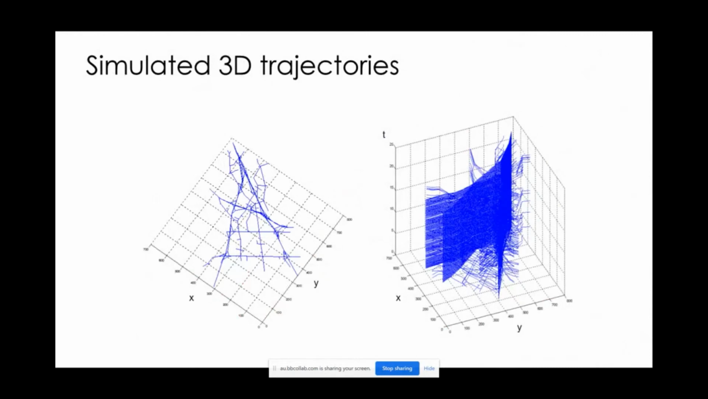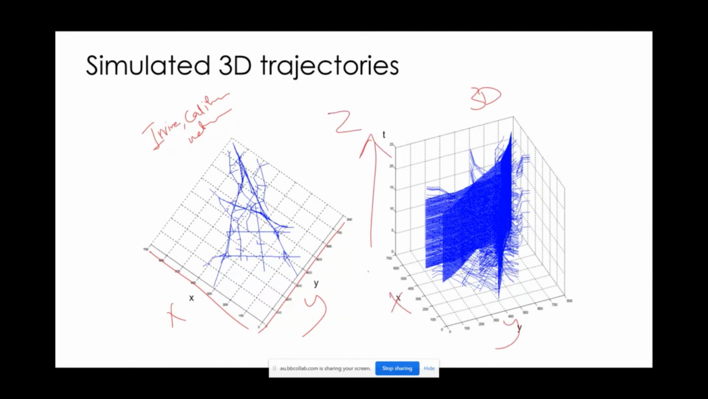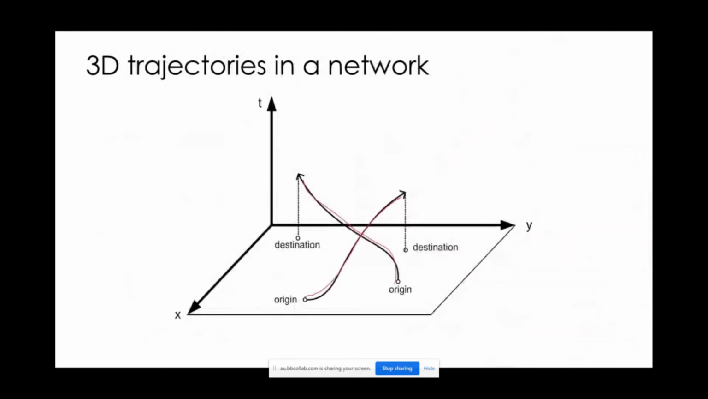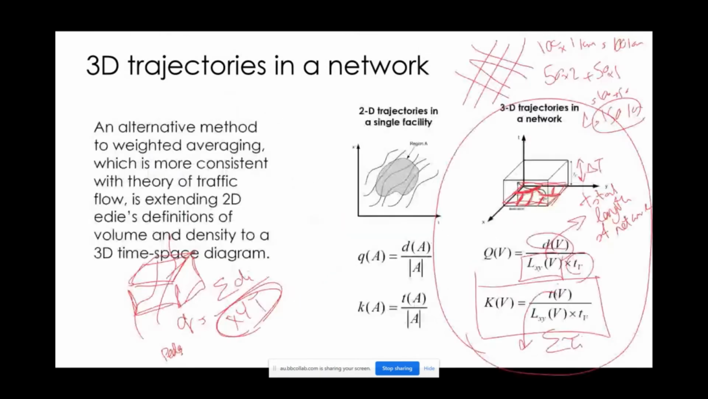And here are some examples of how these 3D trajectories in a real urban network look. So this is the same Irvine, California network, where we look at it from the top view. So look, it's X and Y. Now if I rotate this and look at it in the 3D time and space diagram, I have X, I have Y, and the Z axis is my time. I see all these trajectories going around, just like this hypothetical graph that I had.